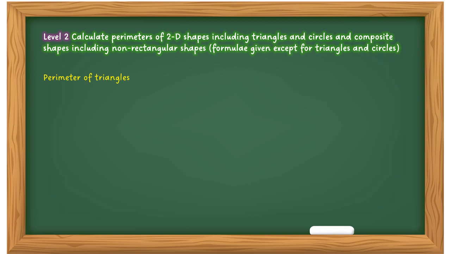Now let's move up to level 2 and calculate the perimeter of triangles. Let's look at an equilateral triangle. An equilateral triangle just means that all the sides are the same size. So if this is 10 centimeters, that must be 10 centimeters, and this side here must be 10 centimeters. So you just simply do 10 times 3. And that tells you the distance around that triangle is 30 centimeters.